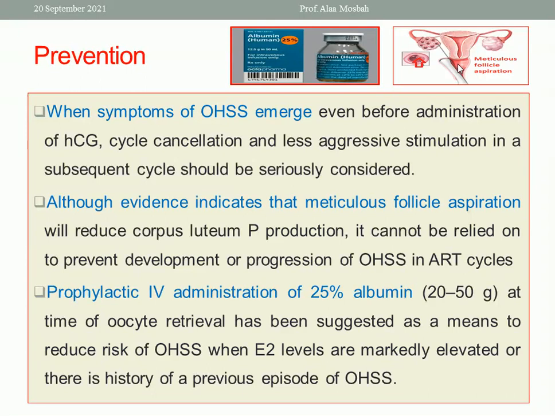Prophylactic intravenous administration of 25% albumin in a dose of 20 to 50 gram at the time of oocyte retrieval has been suggested as a means to reduce the risk of ovarian hyperstimulation syndrome when estradiol levels are markedly elevated or there is a history of a previous episode of ovarian hyperstimulation syndrome. So if you know from the history that this patient has had an episode of ovarian hyperstimulation syndrome before, or estradiol levels are markedly elevated and you are going to do retrieval, please give the patient prophylactic intravenous albumin 25%, dose 20 to 50 gram.